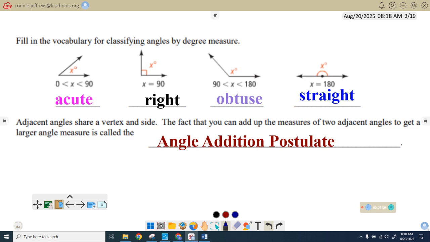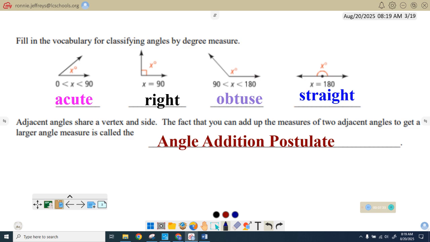Now, obtuse is between 90 and 180. A straight angle is 180 degrees. Now, basically a straight angle, everybody's like, that's just a line. Have you ever heard somebody mention a phrase that says, oh, they did a complete 180? Okay, it's literally, it starts this way and swings all the way around. Okay, that's what it means.